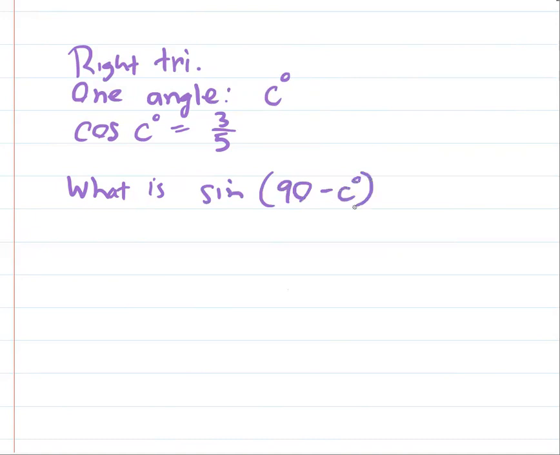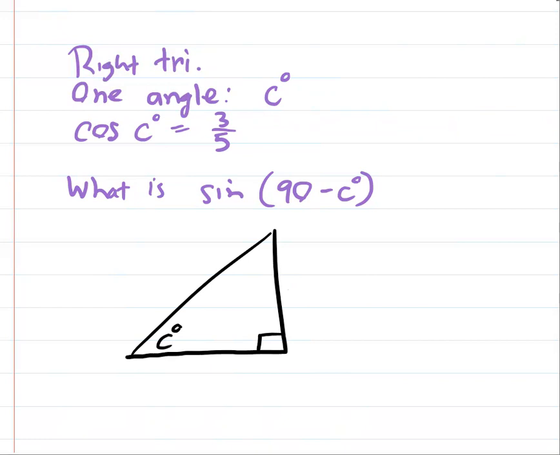Okay, so this is an example of what you would be asked on an SAT question. You have a right triangle. One of the angles has C degrees to it. We're told that the cosine of that angle is 3/5. So what is the sine of 90 minus that angle? Okay, let's go ahead and start working on that. So we've got our right triangle, and one of the angles has C degrees to it.